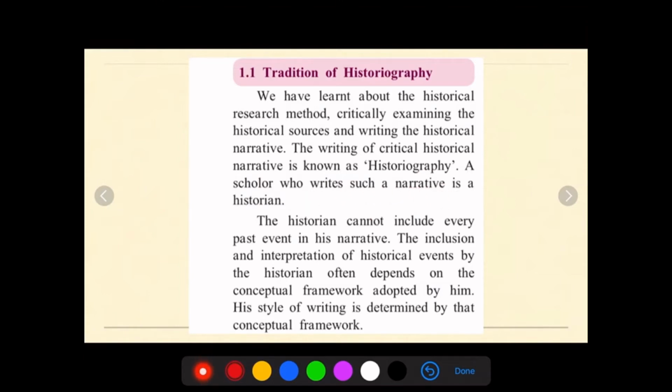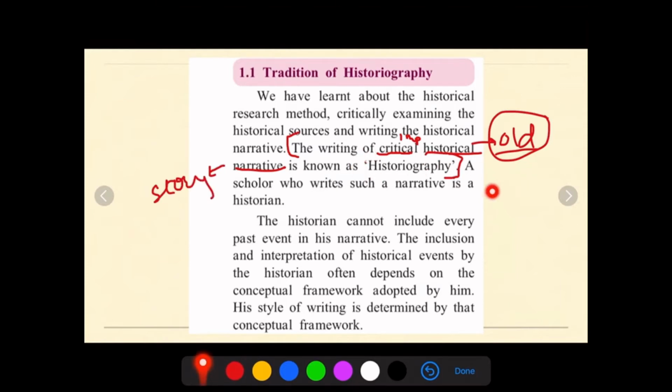Now in the last part I have told you about the definition of historiography. This is the same thing. The writing of critical, which means important, historical, which means old or ancient. Critical, which is very important, historical, which is old, then narrative again in the story format, right? So this is known as historiography. A scholar who writes such a narrative is called a historian.